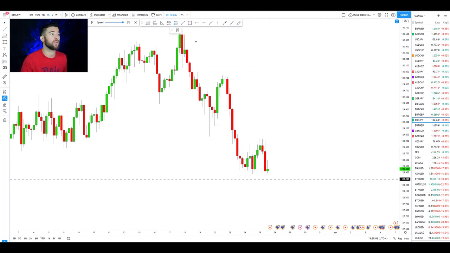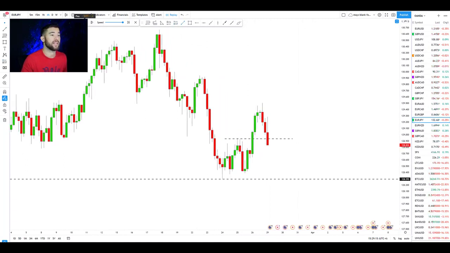Condition four is we need a break of the neckline of this double bottom. Let's click play. We get a break of that neckline. Condition number five is I need a pullback to that neckline. So those are the five conditions, right? We're still on the C.